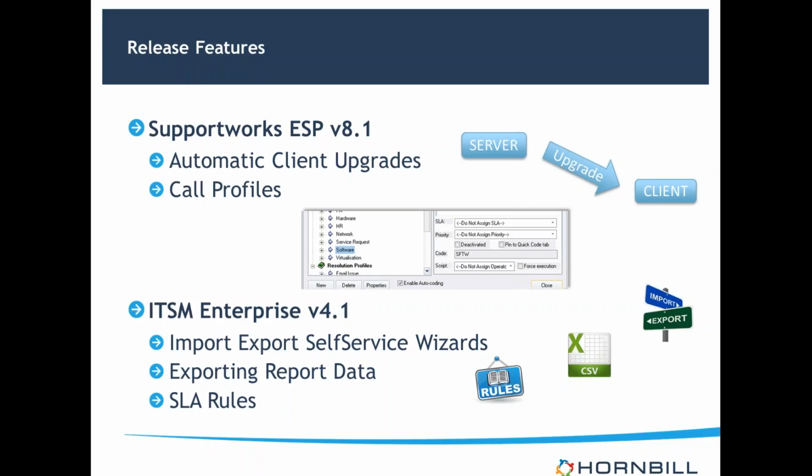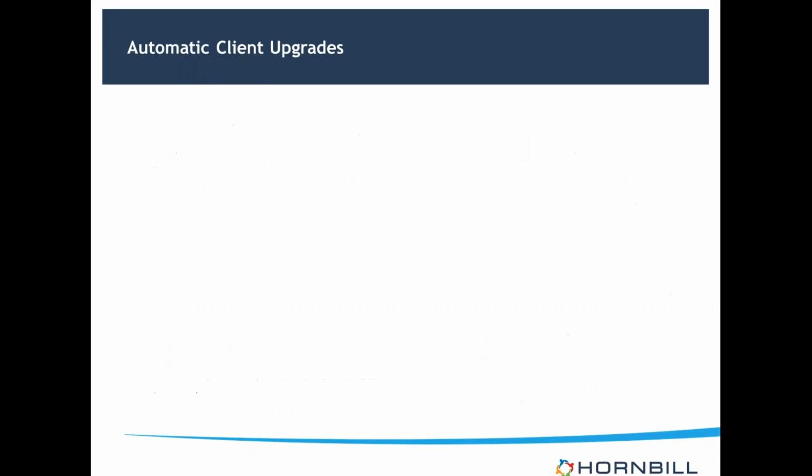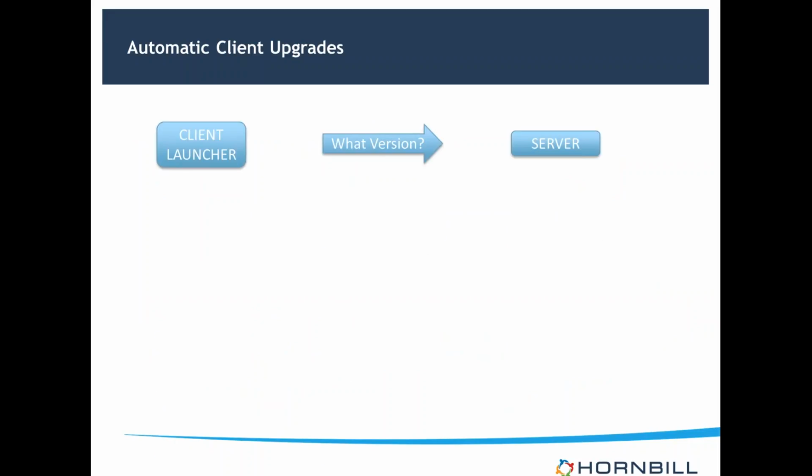So if we start off with looking at the client upgrades, the first thing that happens in here is that effectively there's a client launcher that's installed. Now it's slightly techy, but basically that will need the usual administrative rights to install that, but that should be a once-only task. Once that's installed, then it will go and check the server to say what version the server is using. The server then replies saying it's got a certain version.